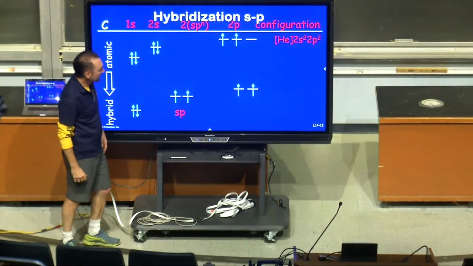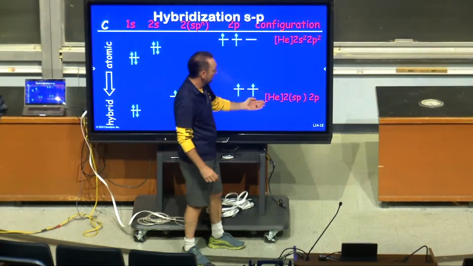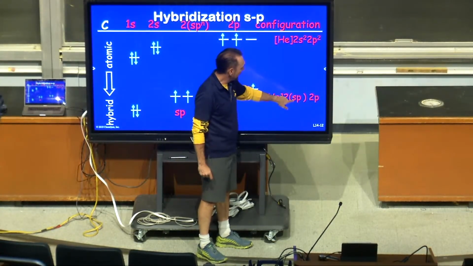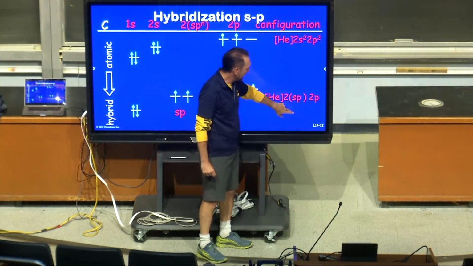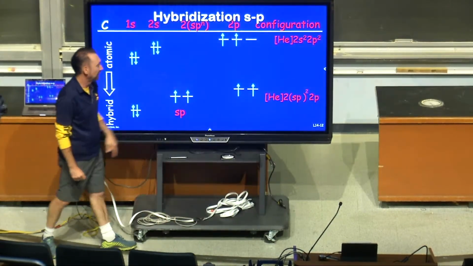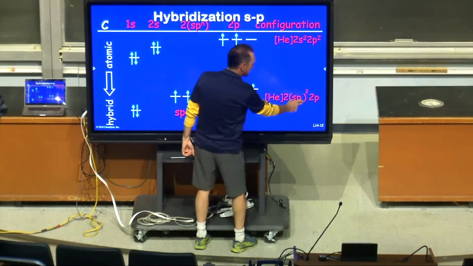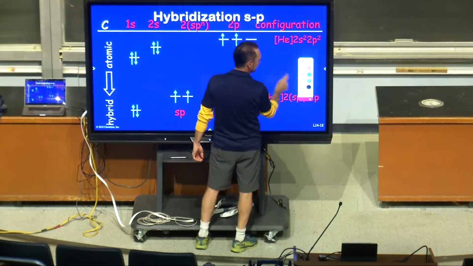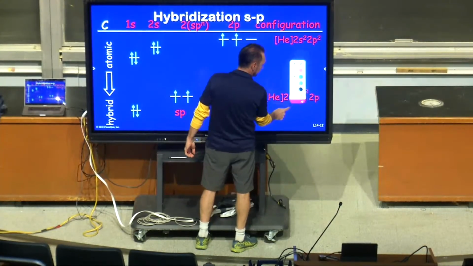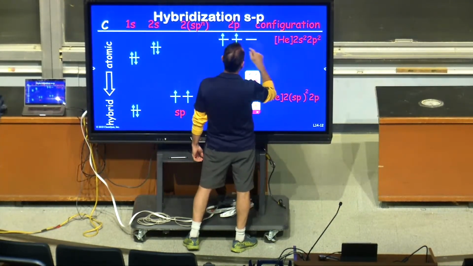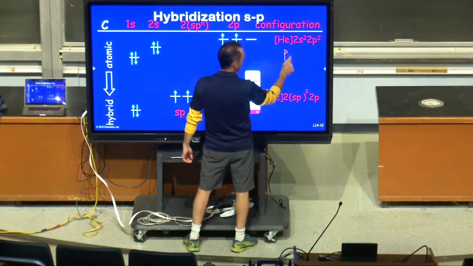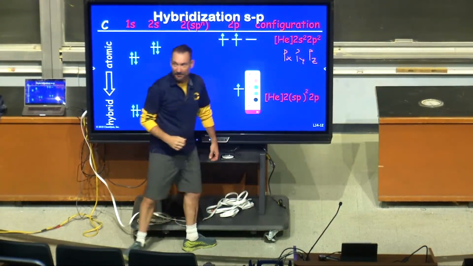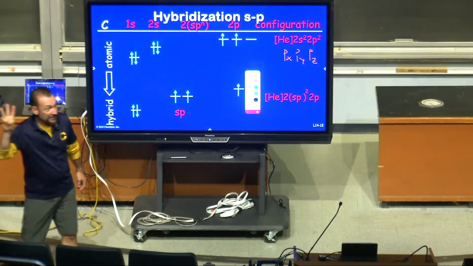So that's the sp, and you could write that new electron configuration: the helium core, and in this case there are 2 sp orbitals, and the 2 sp orbitals have 2 electrons in them. And I do this just like the p's. I don't write out px, py, pz. I know when I write 2p, I'm talking about a set of three orbitals.